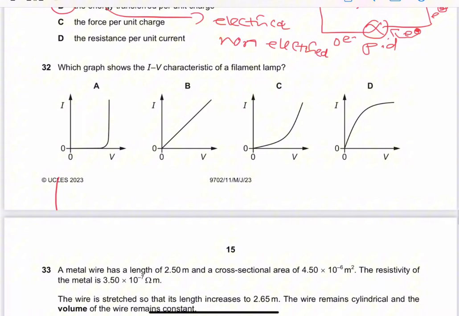Moving on to question 32, the IV characteristic of a filament lamp is D, because it has to be like this. If it's almost like this, it becomes a semiconductor diode. So A is not; I and V for B is a metallic conductor. So it's not, so the answer has to be D.